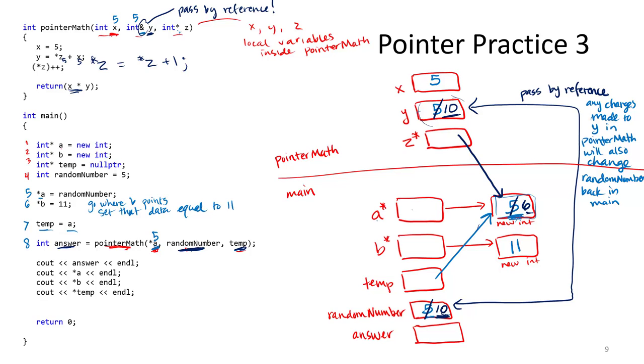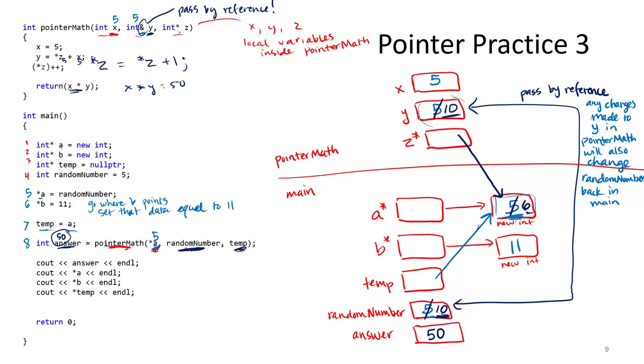Finally, our pointer math function must return a value. So here we are returning x times y. Well, x is 5, y is 10. So x times y is going to be 50. So we're going to return 50 into answer, because 50 is the result of our pointer math function.